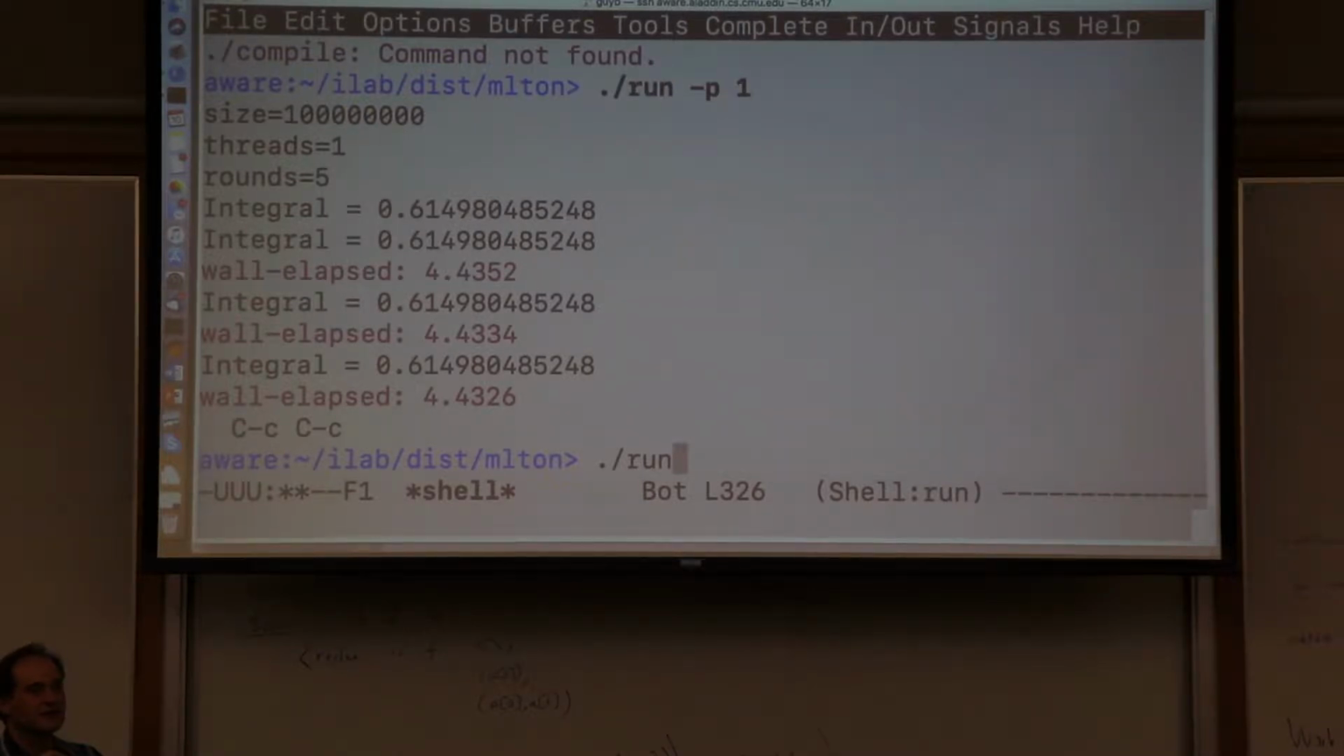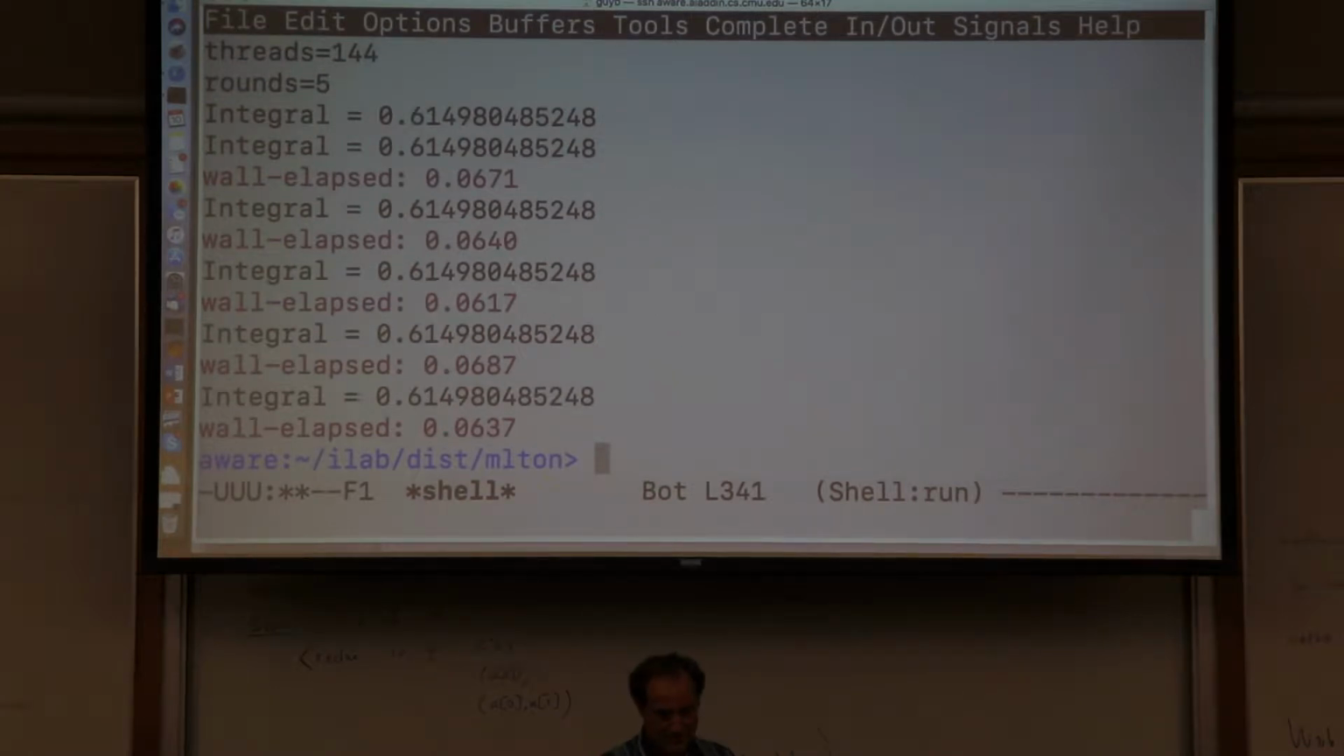One second? 0.6? A tenth of a second? You guys don't trust parallelism, do you? Okay, 0.06. That is how fast. Did someone have a calculator? Divide 4.4 by, let's take the fastest one, 0.0617. 73.